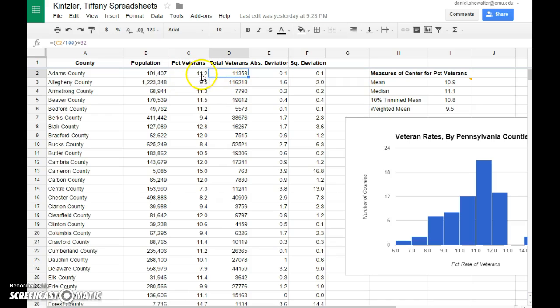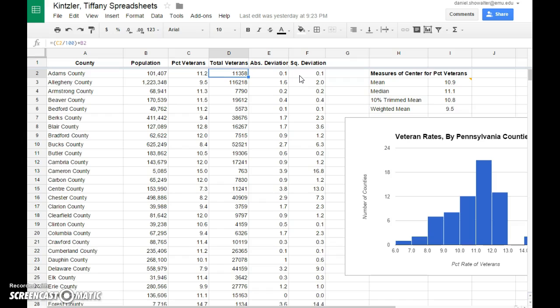Now, because it's describing a percent right now, we need to convert that to a decimal first, so that's why she divided by 100, and then she just multiplied it by the population of the county, and that's how she got the total number of veterans in each county. So I think the confusion really started in here on columns E and F. So let me talk a little bit about what these are and what their purpose is.